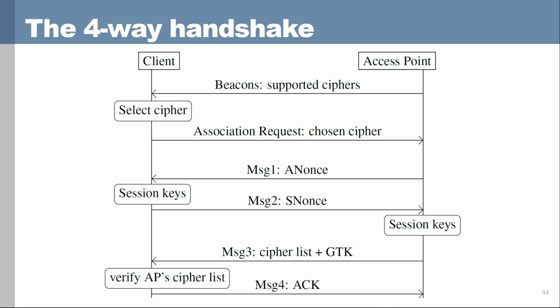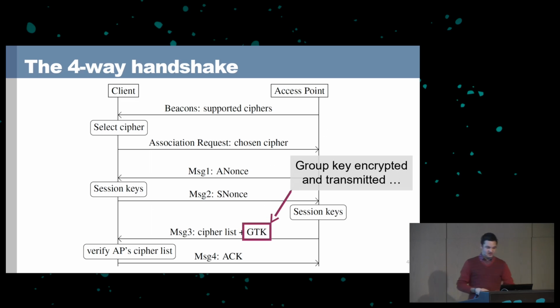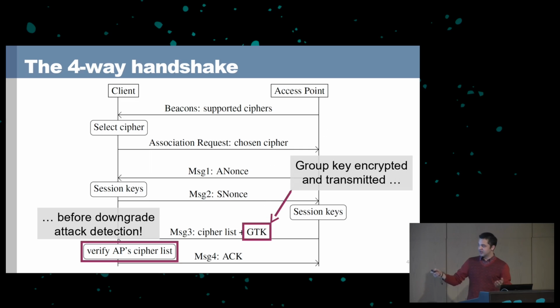However, at this stage, the real access point would send message 3, which includes the real cipher list, which is authenticated using the password of the network, essentially, meaning an attacker cannot modify this packet, and the client would notice after receiving message 3 if there was a possible downgrade attack, because this authenticated cipher list might not match the ones that were received in unprotected beacons. So the problem with this design is that the group key here is transmitted and encrypted before the client can prevent and detect downgrade attacks.